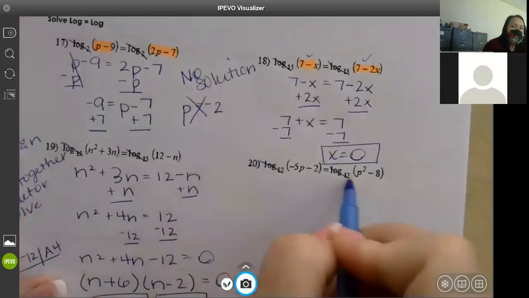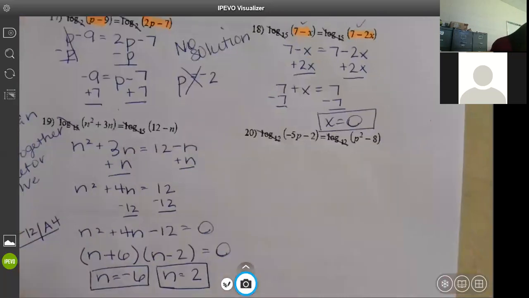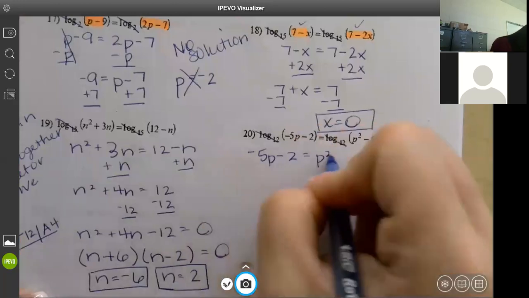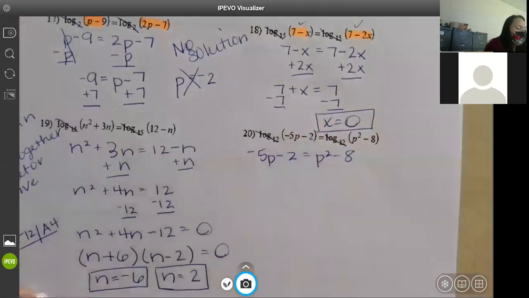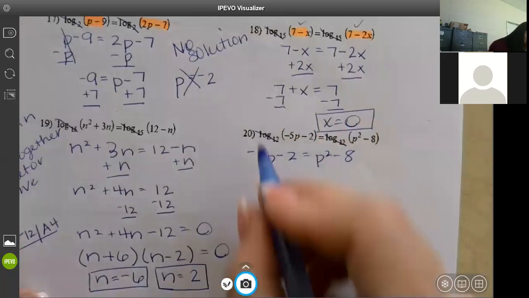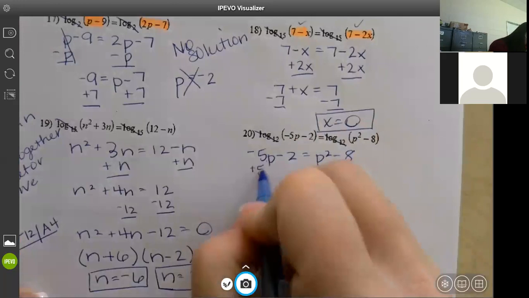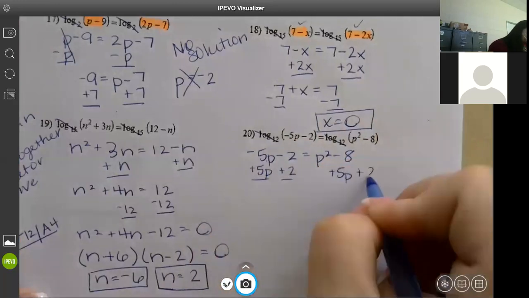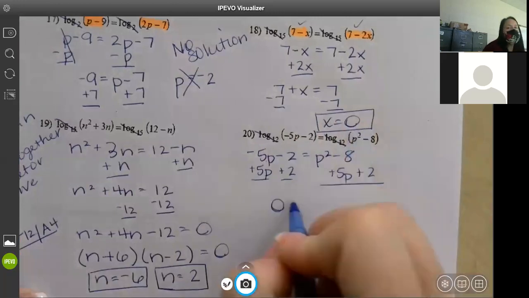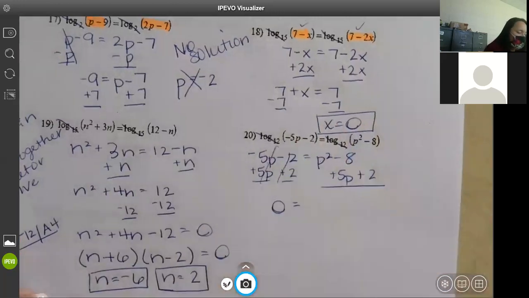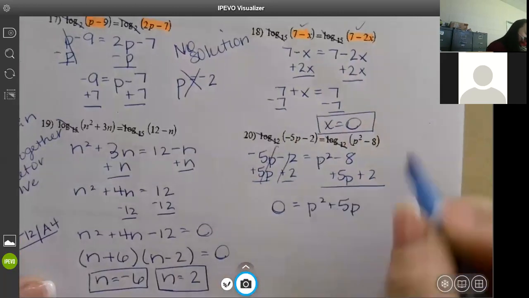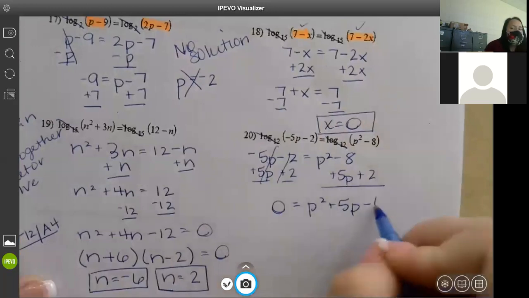So mark the logs off. We have negative 5p minus 2 equals p squared minus 8. Since I have p squared and p, I'm going to get it equal to 0, factor, and solve. So I'm going to add 5p, and I'm going to add 2 at the same time, so that I get 0 on this side because these cancel out. I have a p squared, 5p, and then negative 8 plus 2 is negative 6.